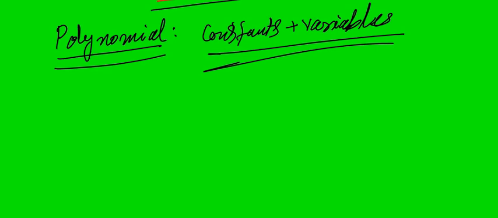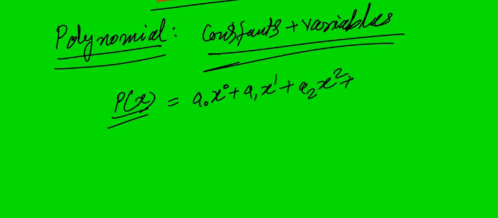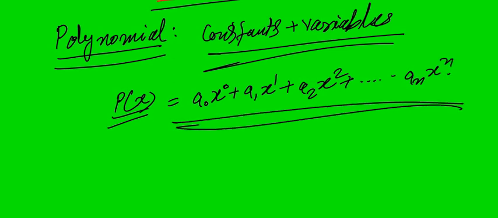For example, a polynomial p of x, that is, a polynomial in x, we can basically write as a0 x to the power 0 plus a1 x to the power 1 plus a2 x to the power 2 plus dot dot dot up to an x to the power n. This is basically the standard form of a polynomial, where we have a0, a1, a2, dot dot dot up to an.